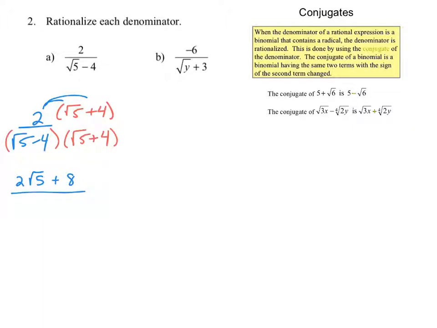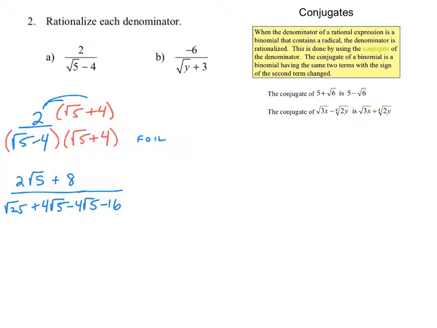And in the denominator, we need to use our first, outer, inner, last. Since we're multiplying a binomial times a binomial, we're going to use FOIL. So the first is the square root of 5 times the square root of 5, which is the square root of 25. The outer, square root of 5 times the plus 4, is plus 4 square root of 5. The inner is minus 4 times the square root of 5, which is minus 4 square root of 5. And the last is negative 4 times positive 4, which is negative 16.